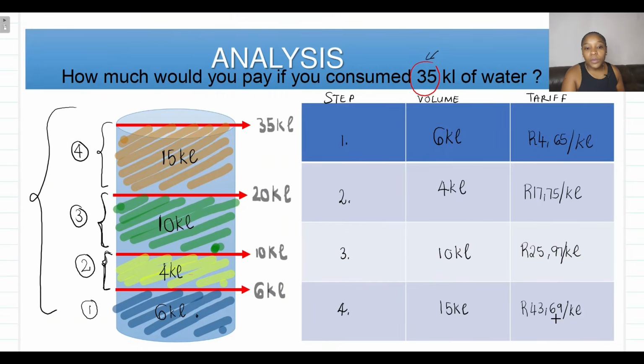So all that we need to do now is calculate how much you need to pay per step. And then once you've calculated how much you need to pay per step, you just need to add them up to get the amount that you'll pay at the end of the month for consuming 35 kiloliters of water. So now let's calculate how much this person, or you, would pay in each step.